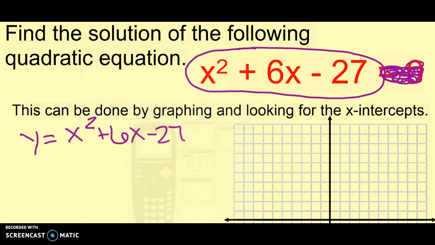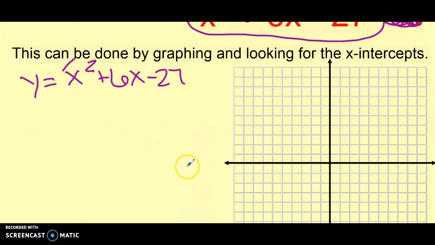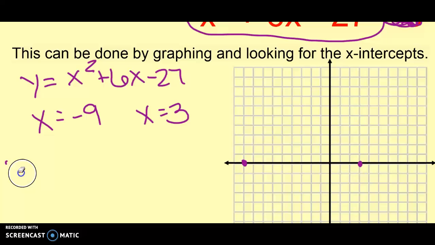So let me minimize this. What you should be seeing on your screen is it crosses the x-axis at -9, and it also crosses the x-axis at 3. That's basically your solution. You've got x is equal to -9 and x is equal to 3. And that's all you need to do for today. Let me clear out some of these extra little marks.